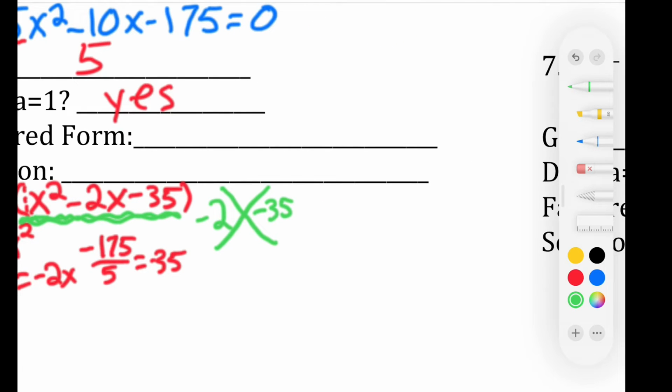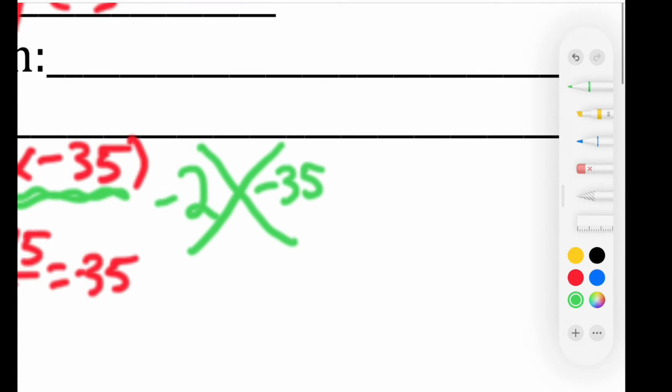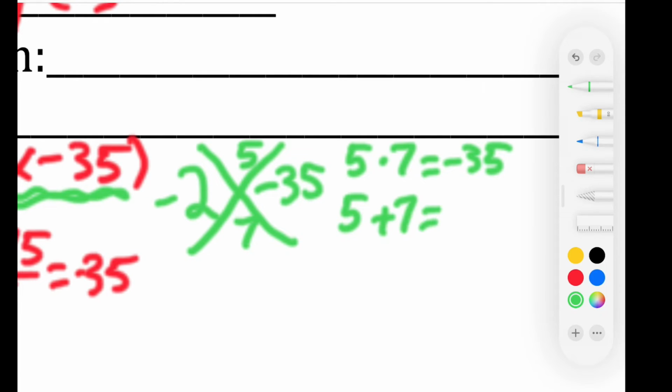So what times what gives us 35, but also adds or subtracts to give us 2? Well, that would be 5 and 7. 5 times 7 does not give us negative 35, and 5 plus 7 also does not give us negative 2. So which one do we have to change for the addition for it to be negative 2? Well, the 7. So 5 plus negative 7 does give us negative 2. 5 times negative 7 gives us negative 35. So our magic numbers are positive 5 and negative 7.